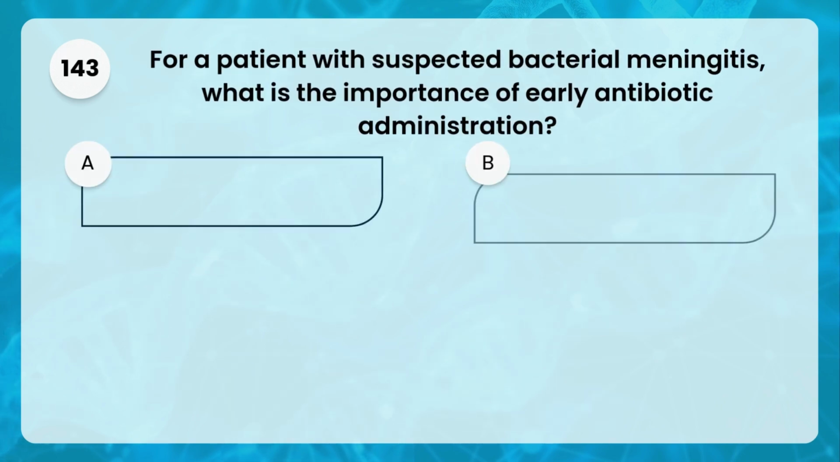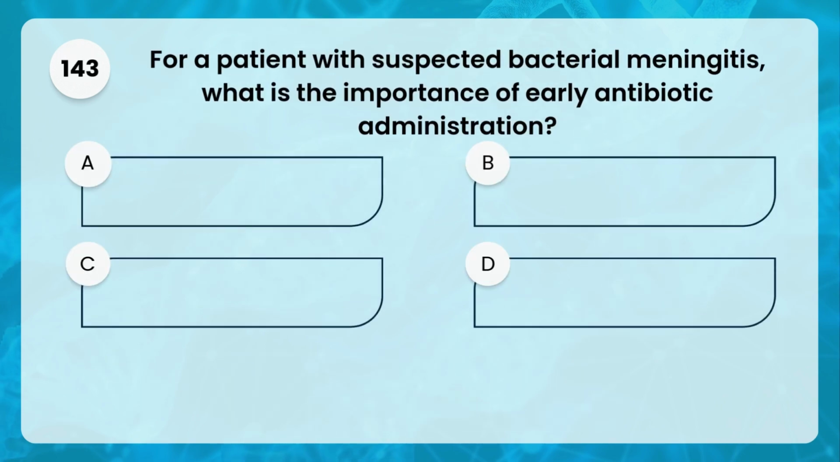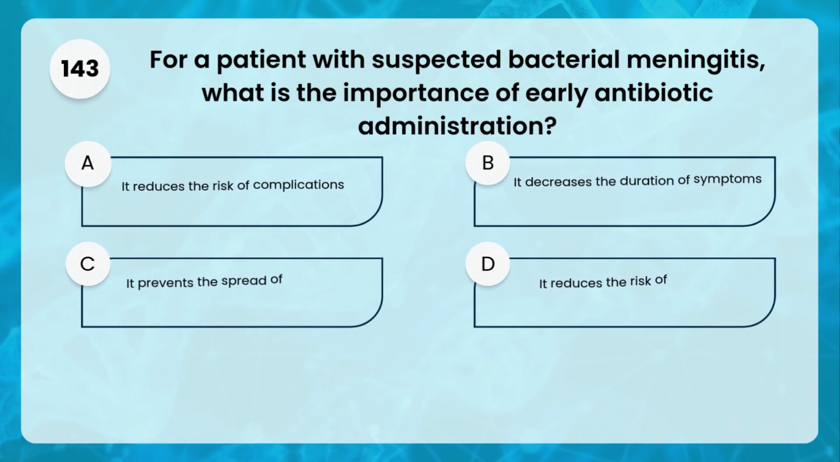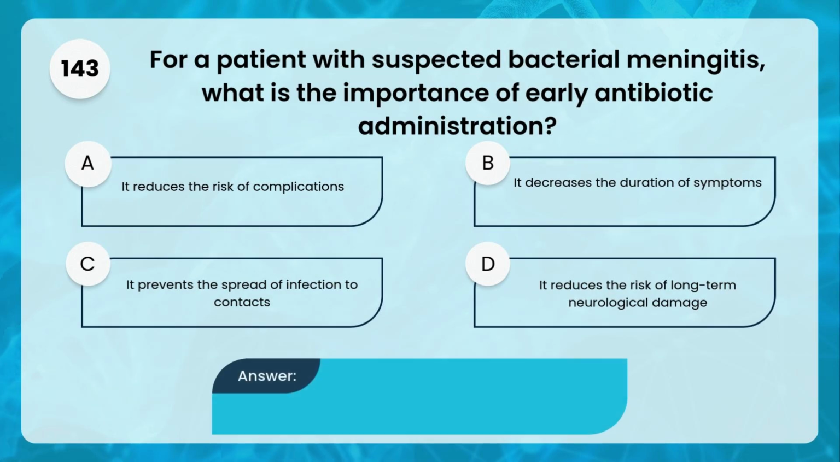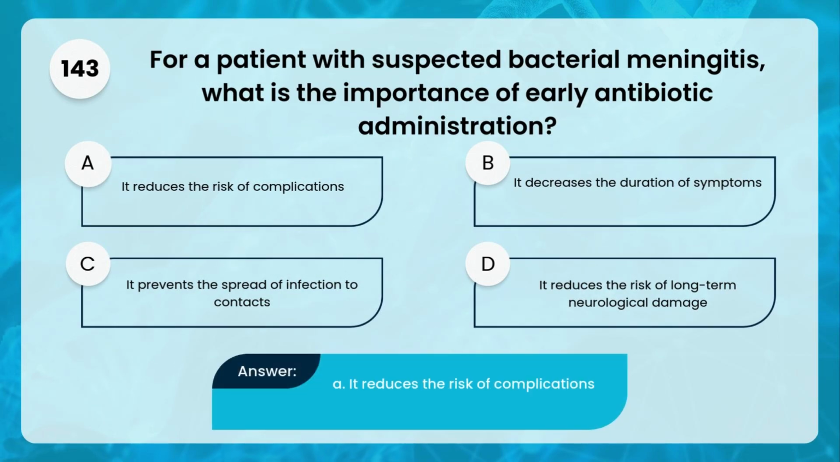143. For a patient with suspected bacterial meningitis, what is the importance of early antibiotic administration? A. It reduces the risk of complications. B. It decreases the duration of symptoms. C. It prevents the spread of infection to contacts. Or D. It reduces the risk of long-term neurological damage. The answer is A. It reduces risk of complications.